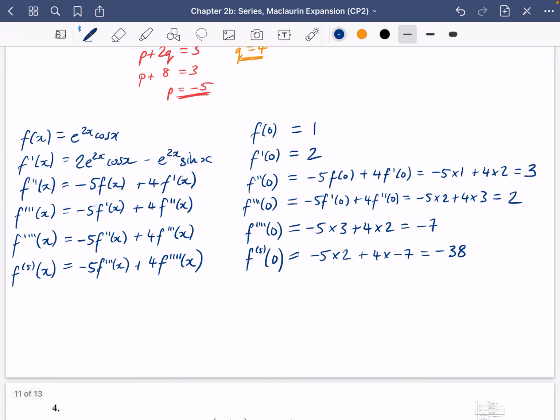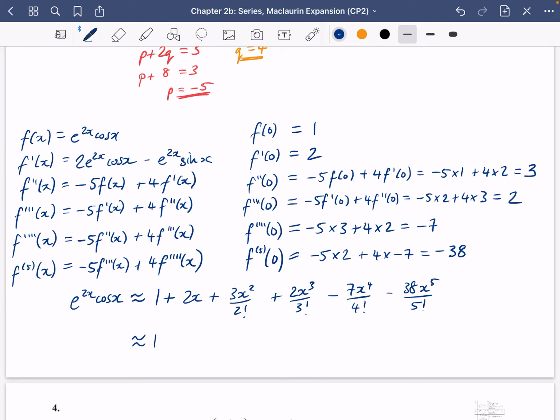So all that's left is to say that e to the 2x cos x is approximately equal to, using these numbers that we've got here, the 1, 2, 3, 2, minus 7, and minus 38, 1 plus 2x plus 3x squared over 2 factorial plus 2x cubed over 3 factorial minus 7x to the power of 4 over 4 factorial minus 38x to the power of 5 over 5 factorial.